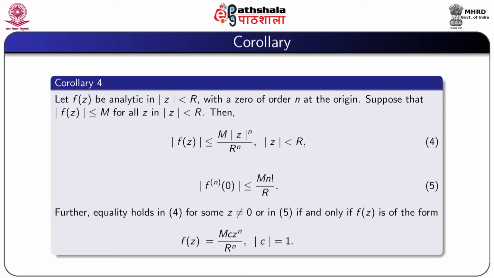Further, equality holds in (4) for some z not equal to 0, or in (5), if and only if f(z) is of the form f(z) = M c z^n / R^n, where |c| = 1.